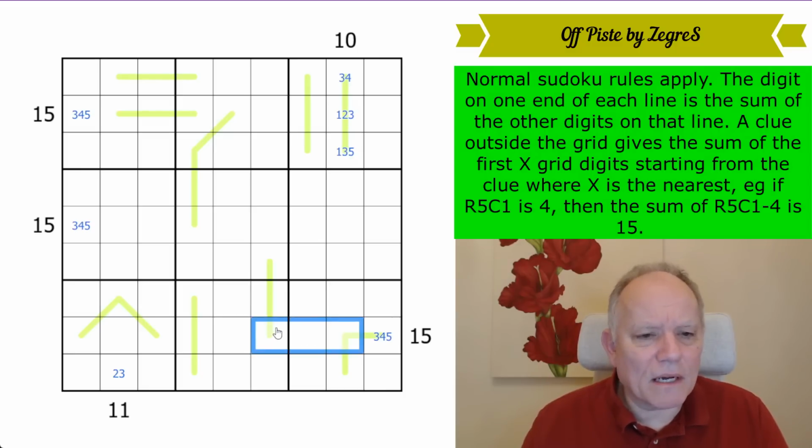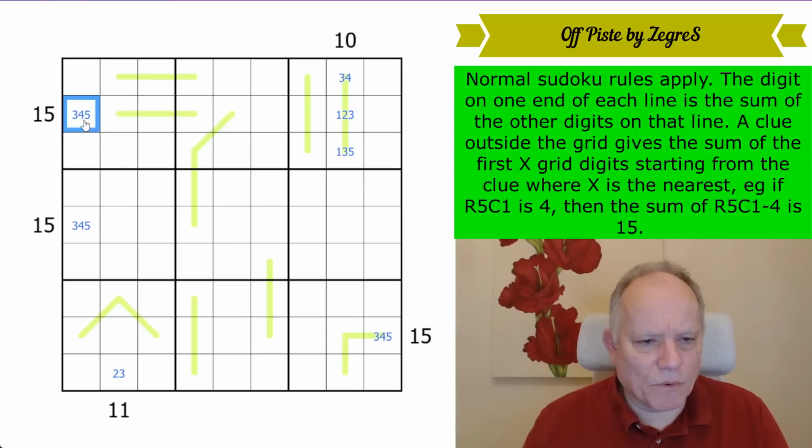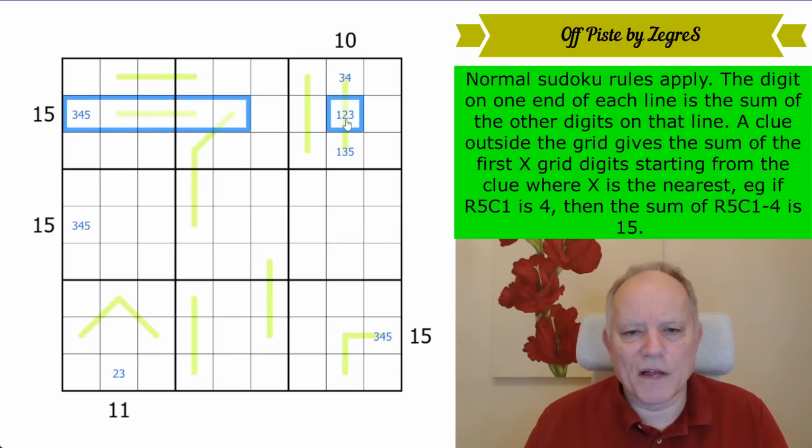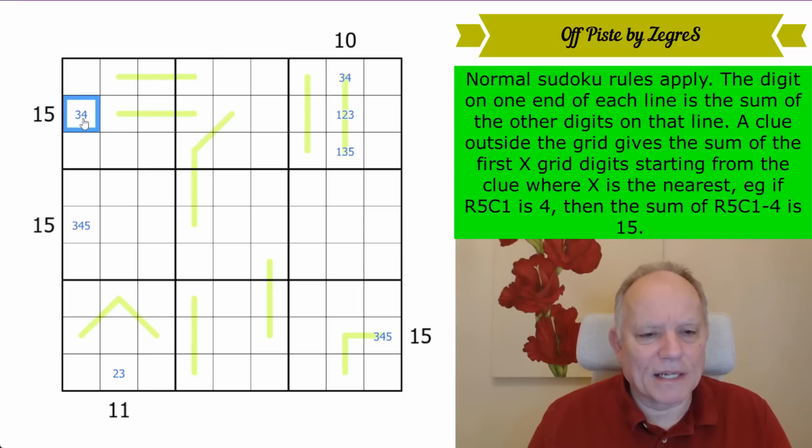Okay, I'm a bit stuck here. Maybe this one, which was going to run into an arrow. Oh, that's interesting. Okay, maybe that's what's going on. So if this was a 5, it can't be a 5 because those cells would be 1, 2, 3, 4, 5, and that would be broken. Okay, so we could narrow this down a bit.